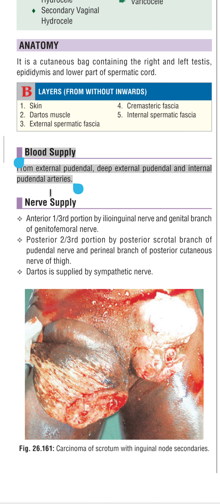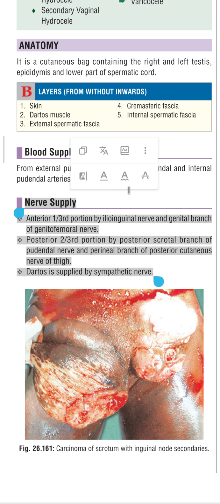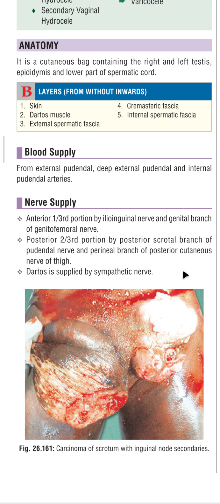Blood supply is from the external pudendal, deep external pudendal and internal pudendal arteries. Nerve supply: the anterior 1/3 is by the ilioinguinal nerve and genital branch of genitofemoral nerve. The posterior 2/3 is by the posterior scrotal branch of pudendal nerve and perineal branch of posterior cutaneous nerve of thigh. Dartos is supplied by sympathetic nerve.